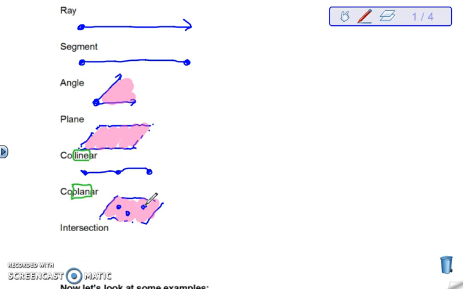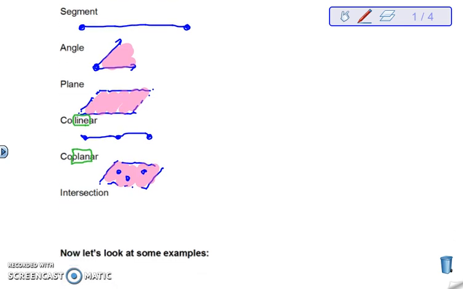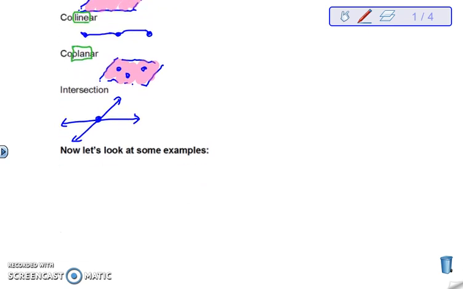All right, and then the last term, intersection. Just think of intersection like you're driving in the street. When the two roads cross, that's an intersection. So basically an intersection is anything where two shapes cross. For example, we have two lines here. That point in the middle is where the two lines intersect. Alright, so now let's look at some examples. How are we going to use these in problems?